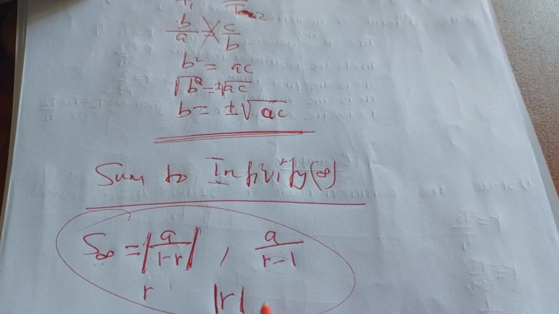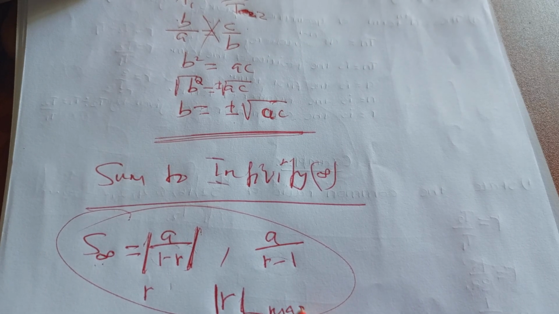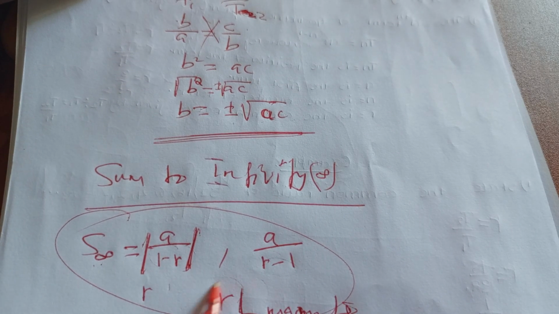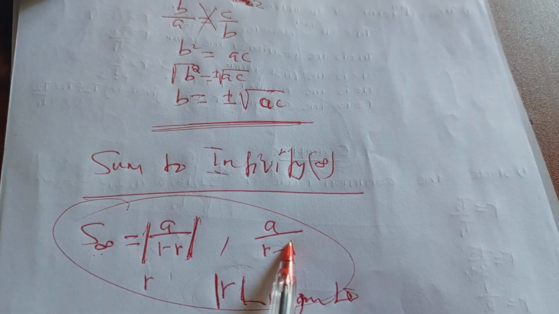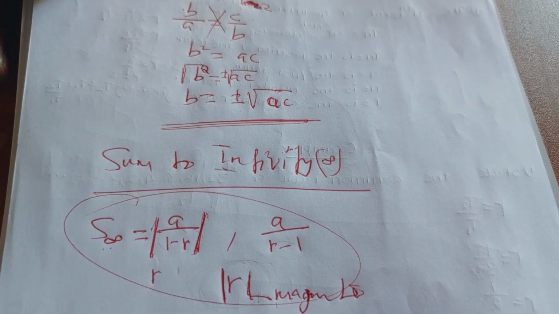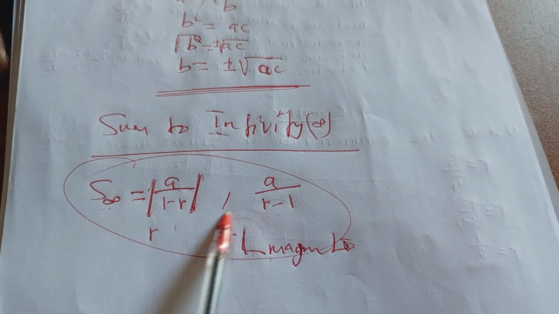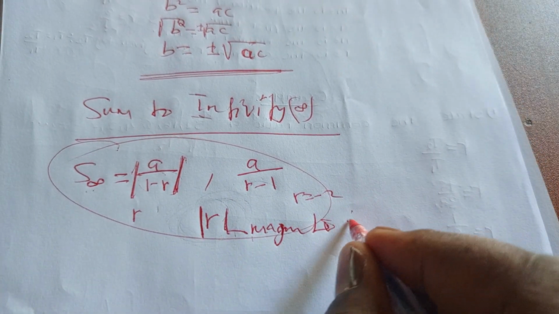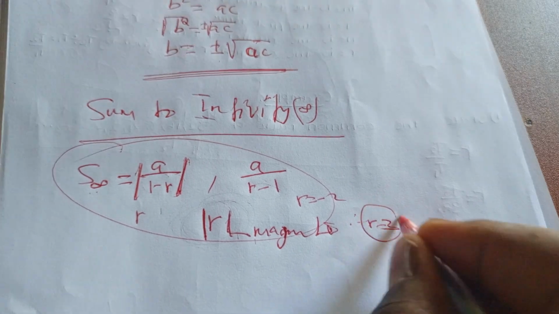This symbol means the magnitude. It means the value for R always needs to be positive. So even if you find R is equal to -2, when you are writing, you say therefore R is equal to 2. You write positive.